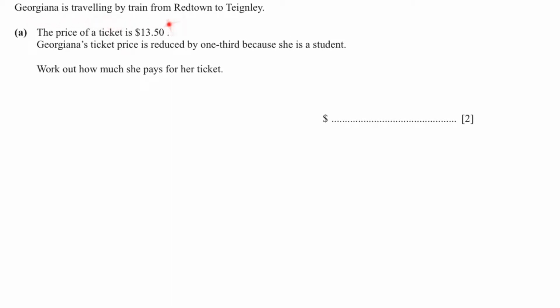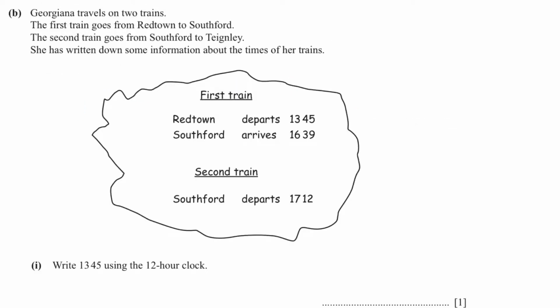Georgiana is traveling by train from Redtown to Tigney. The price of a ticket is $13.5. Georgiana's ticket price is reduced by 1/3 because she's a student. Work out how much she pays for a ticket. First, we'll find 1/3 of 13.5. This will give us 4.5. So this is the amount that is reduced. The actual price of the ticket is 13.5. 13.5 minus 4.5 will give you $9. That is how much she pays for her ticket.